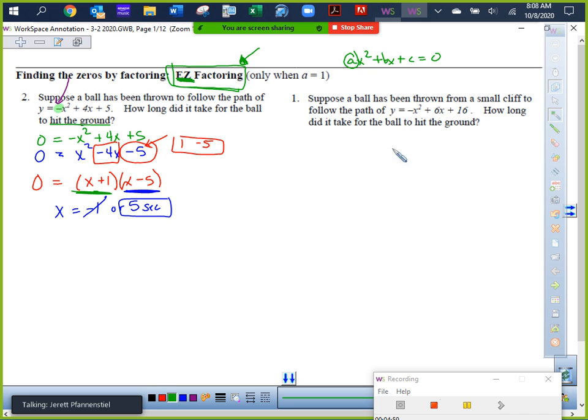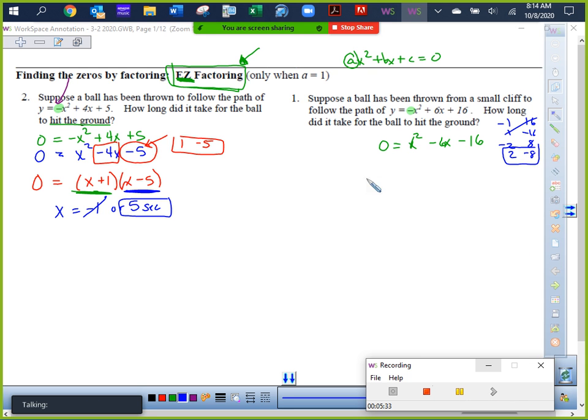Here's a ball. It's been thrown at this path, but we can't easy factor it because the a value is not 1. So we're going to change everybody's signs, but you have to have the 0 equals part. You know I'm picky. We have to have that 0 equals and then change everybody's sign. So the negative x squared became a positive, this became a negative, and that became a negative. That way I can get this a value to be 1, because that's the only time we can easy factor. Your job: find two numbers that multiply together to be negative 16 and add together to be negative 6.